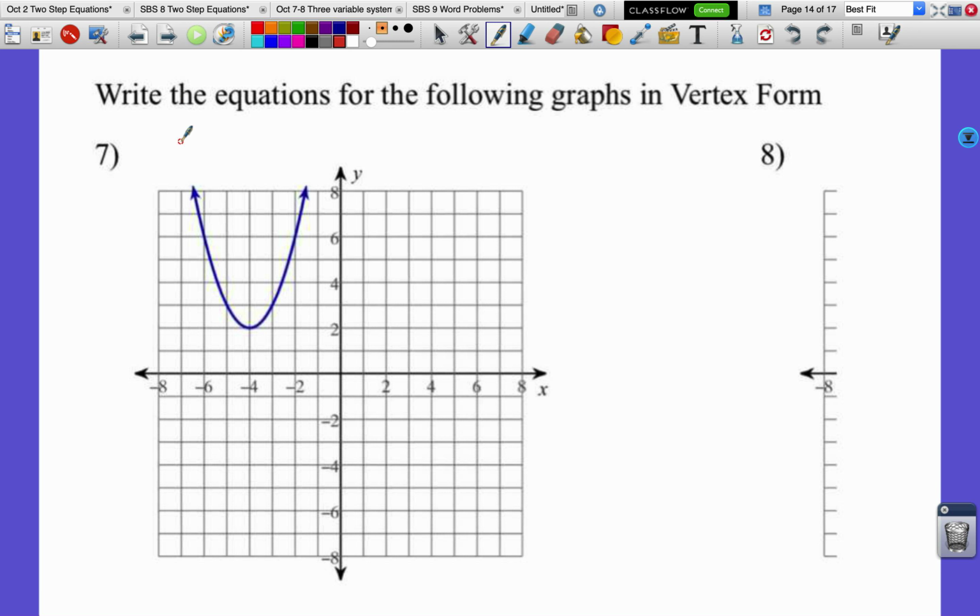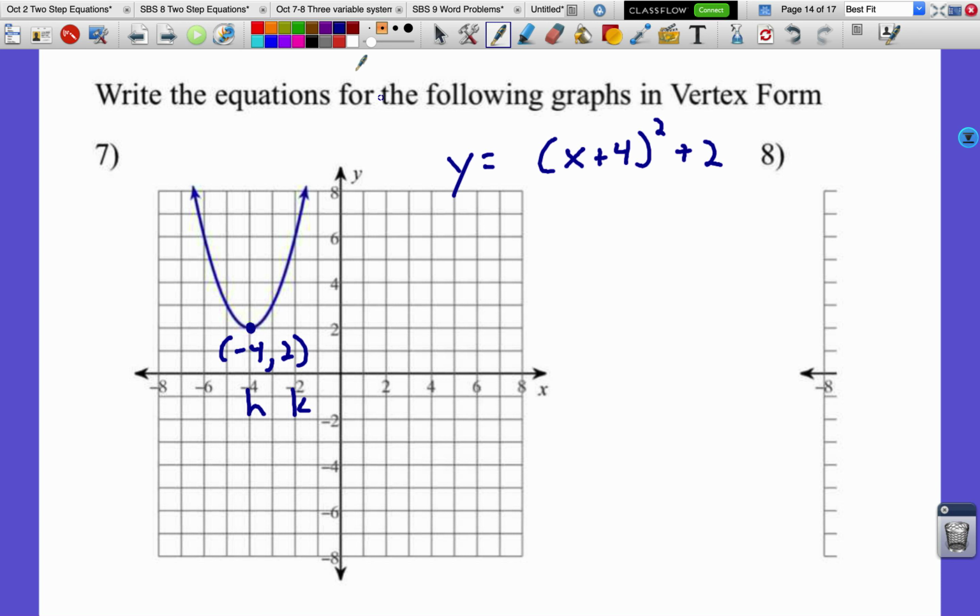Number 7 says, let's go the other direction. Let's write this into vertex form. So first let's label that vertex is at -4, 2. That gives me my h and my k value. So I can already write this part, y equals, leave a little blank for a, x minus h, which would become a +4, because the minus and negative becomes a plus, squared plus 2.